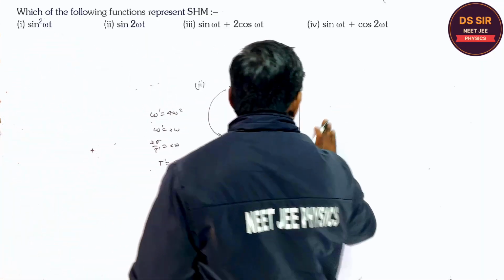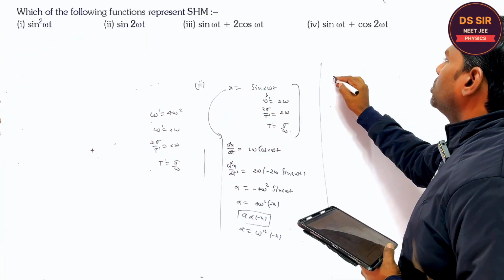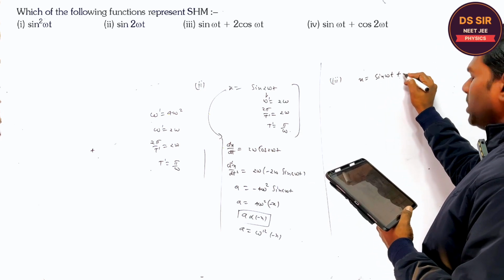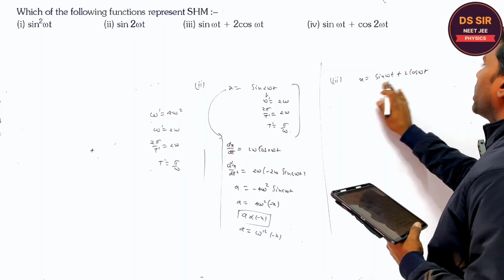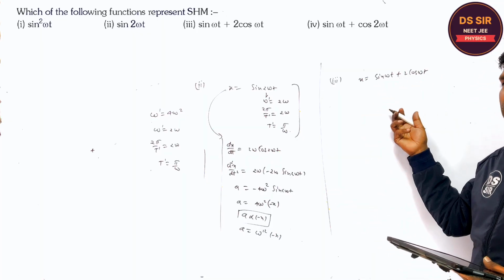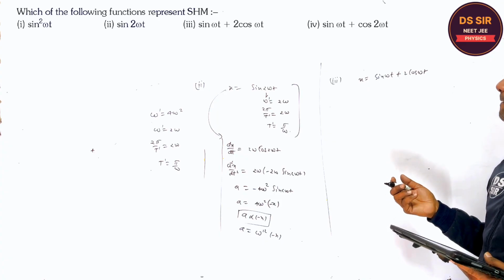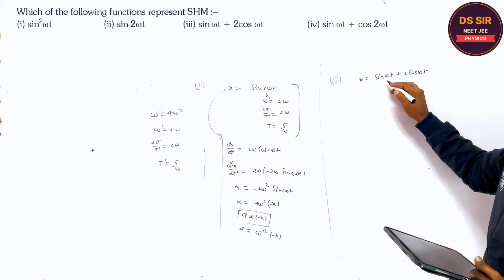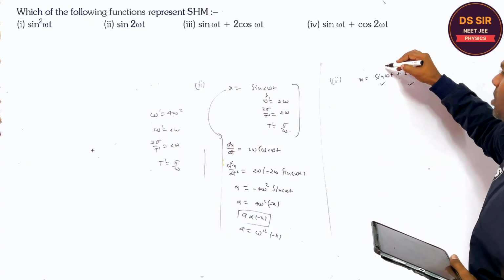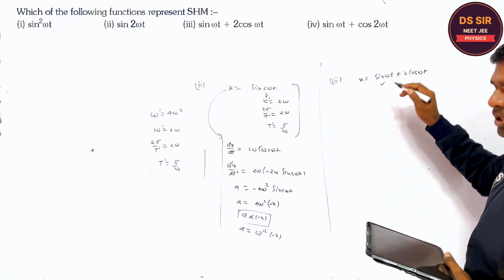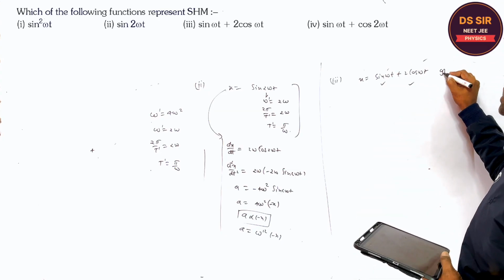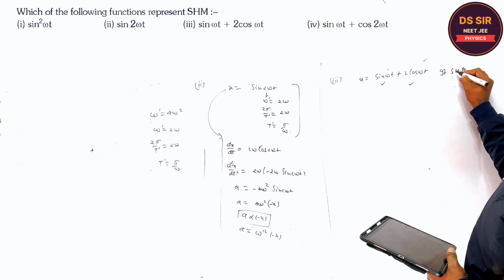All right. In the same way, the third part, you tell: x is equal to sin omega t plus 2 cos omega t. Is it SHM or not, please? Varsha, is it SHM or not? Yes, it is SHM. Why? When two sinusoidal functions, sine or cos, are added and the frequency is the same, it is SHM, right?